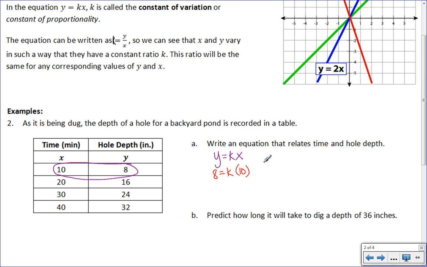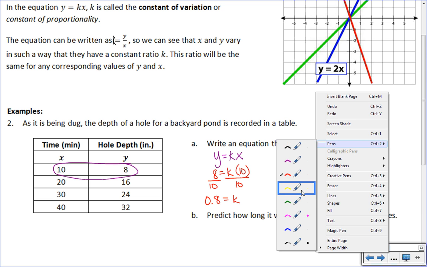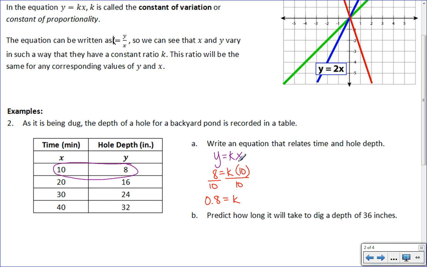And we want to solve this for k. So to get k by itself, we want to divide both sides by 10. And 8 divided by 10 is 0.8. Alright, so then the equation is y equals kx, where k is 0.8. So y equals 0.8x. And that is the equation that relates time and hole depth.